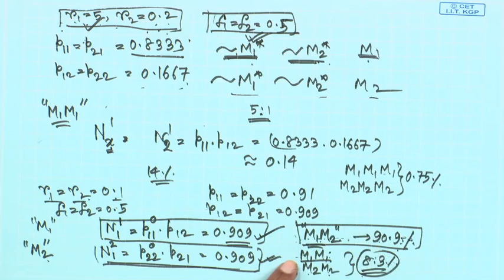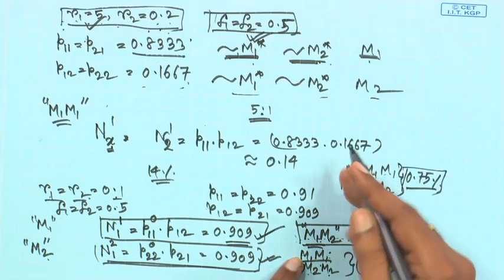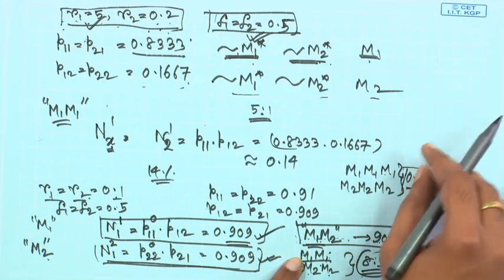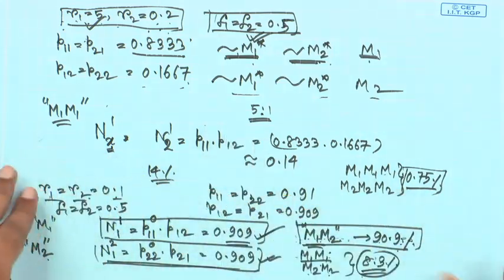So, this is not perfectly alternating, and when you go to M1 M1 M1, it is only 0.75. So, when you go to triad, tetrad, still a certain percent will be present, but that amount will be very, very low because it is going towards close to being alternating, but not close enough, 90%, not 100%.